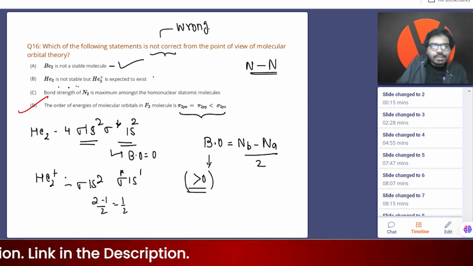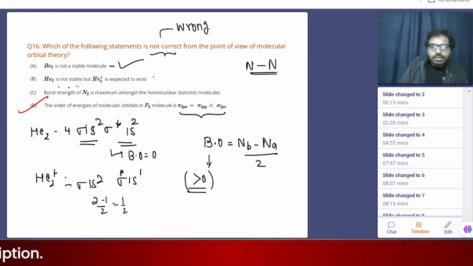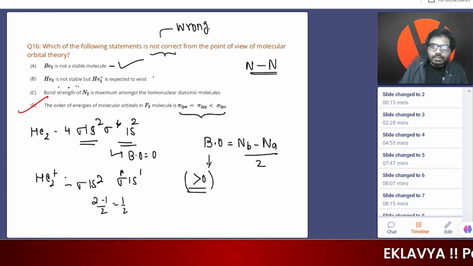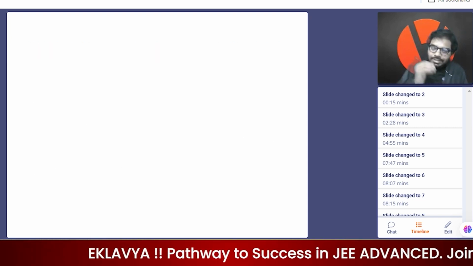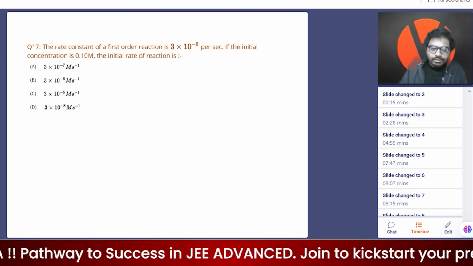So the correct answer here for the 16th question is D, and the rest 3 are correct, and D is the wrong one. So D is the correct answer for the 16th question.